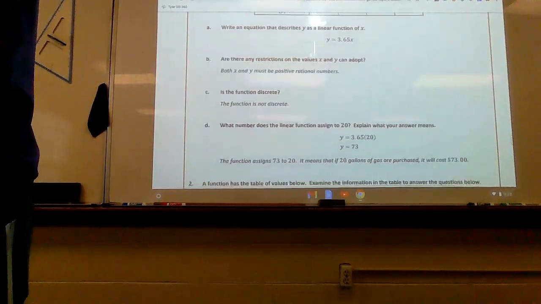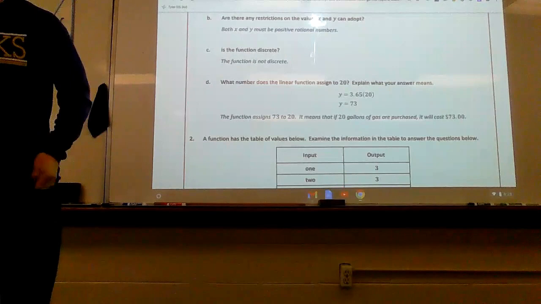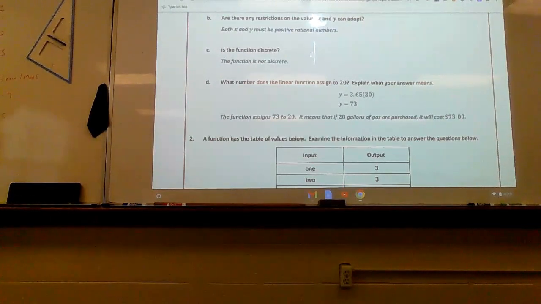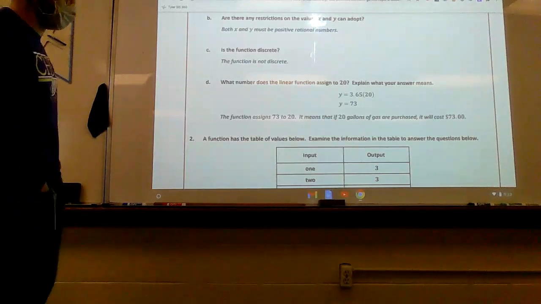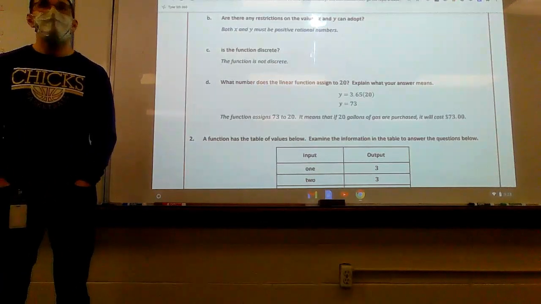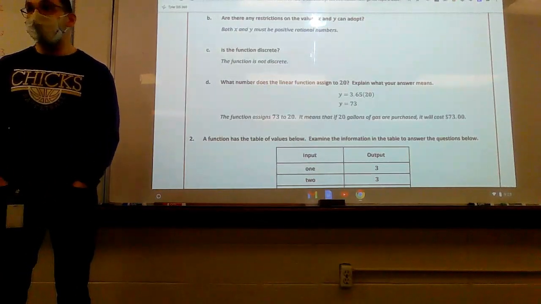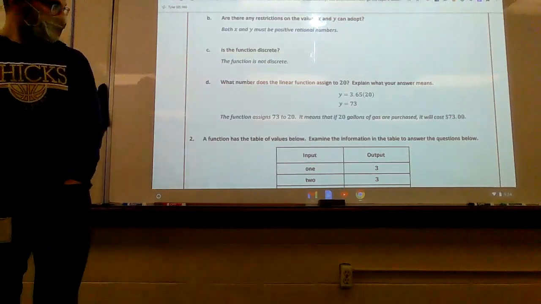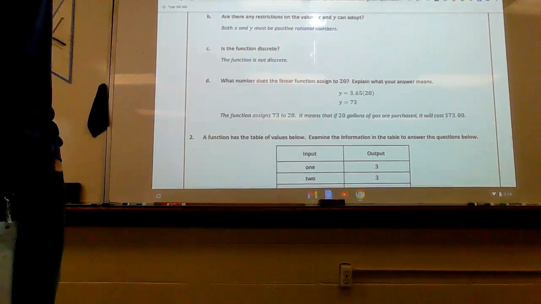When it talks about assigning a number, that means you're substituting it in. So I've substituted 20 in for x. That gives me $73. So now I've got 73 assigned to 20, which means 20 gallons of gas are purchased. It costs $73. Questions on number 1? You need to know how to do these. Feeling all right with number 1? Thumbs up.